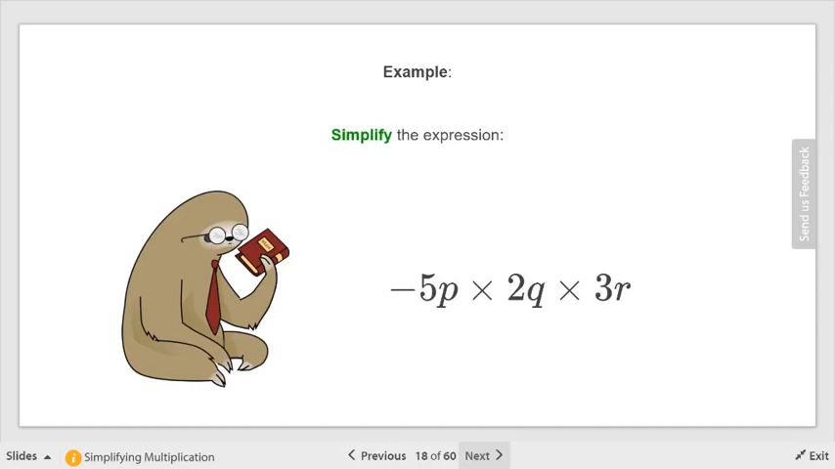Okay. Simplify this one. Go. 30 seconds. Now be careful. There is a sign here this time, isn't there? Give it a shot and see.